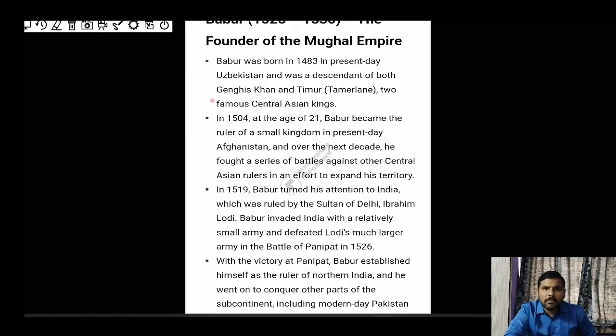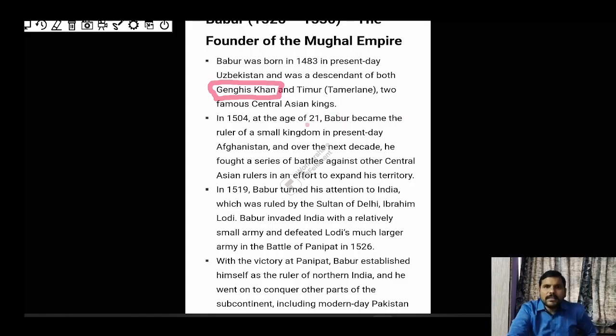So again, Babur is a descendant of Genghis Khan. Most of you are aware of Genghis Khan. He's a Mongol, and during the Delhi Sultanate period, especially during Iltutmish, we'll cover it in depth in the Delhi Sultanate lecture. But Genghis Khan at that time was a very powerful emperor. He was conquering all of Central Asia and the current day Uzbekistan. So Babur was a direct descendant of Genghis Khan.